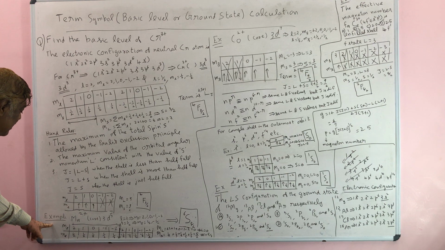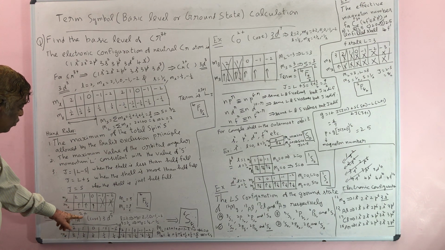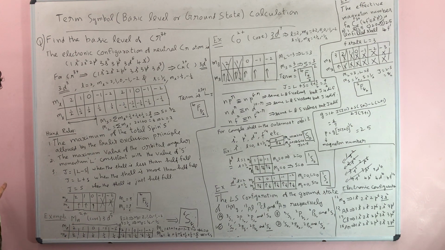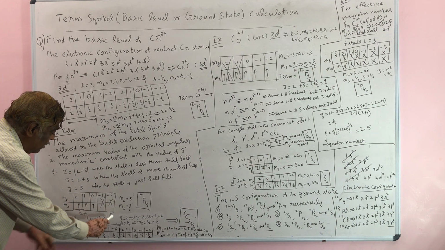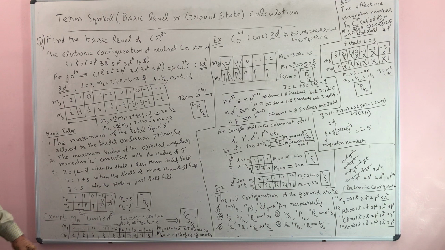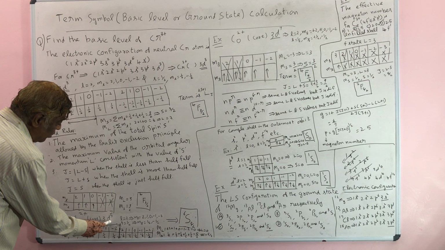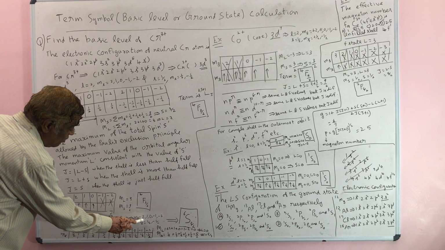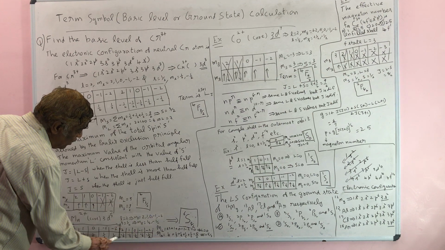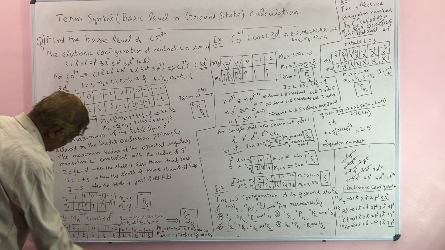Now, for the next example, we consider manganese 2 plus. Once you write down the electronic configuration, this is the core. After the core, the last shell is 3d5. 3d5 is the incomplete shell. Now again, L is equal to 2 and S is equal to half. So ML runs from 2, 1, 0, minus 1, minus 2. MS is equal to plus half or minus half.